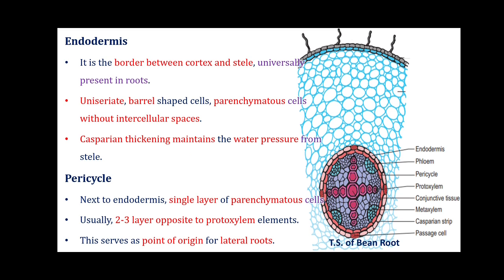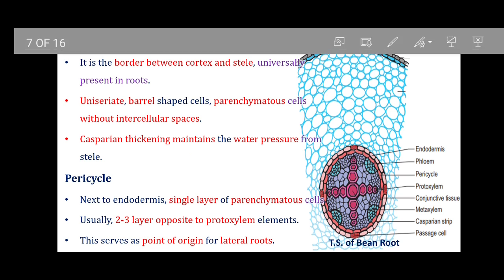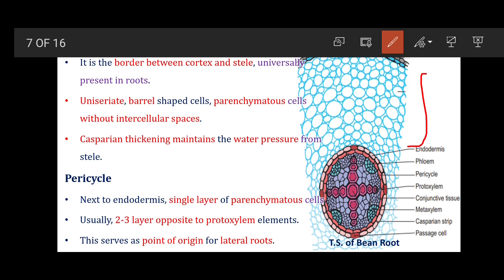Now, in case of endodermis, it is the border between cortex and the stele. The cortex region and the stellar region, the border is the endodermis. It is single layered, again barrel shaped, parenchymatous, without intercellular spaces. Casparian thickening maintains the water pressure from the stele. The pericycle is next to endodermis, and pericycle is the outermost layer of the stellar region. It is a single layer and parenchymatous, usually 2-3 layers opposite to the protoxylem element, and this serves as the point of origin for the lateral roots.